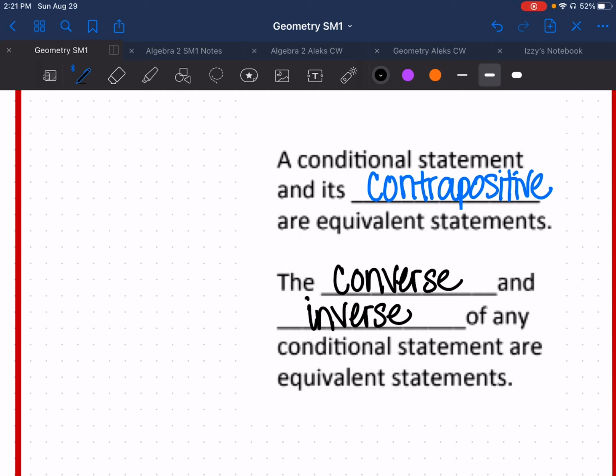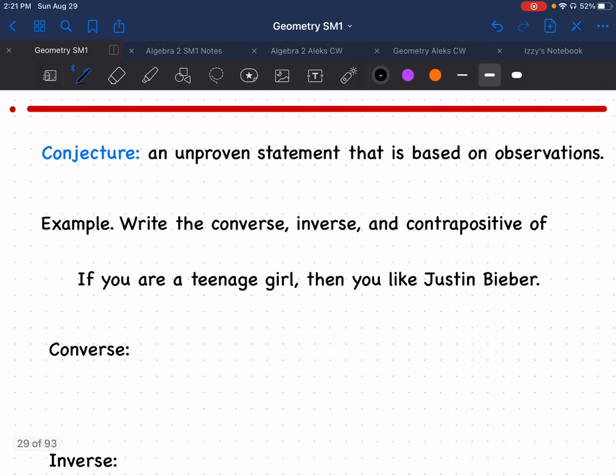All right, I have one that I would like us to try. It's one of my favorites. Before we go ahead and do this, we want to talk about what a conjecture is. A conjecture is an unproven statement that is simply based on observations. All right, let's go ahead and do an example. We're going to practice using our foldable that we just filled out to write the converse, the inverse, and the contrapositive of this conditional statement.